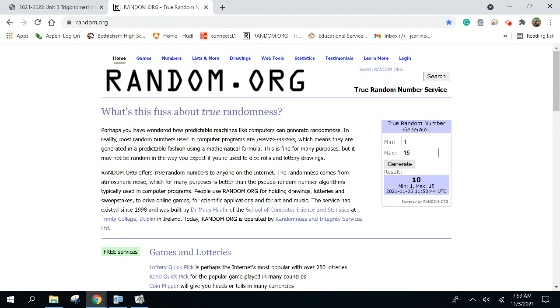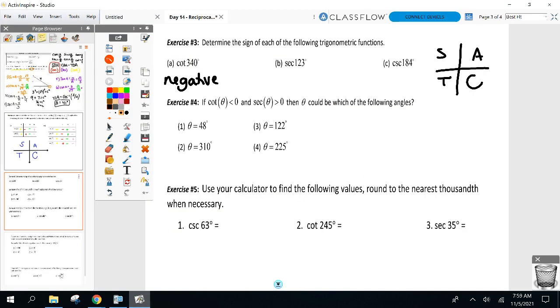Secant of 123. Where's 123 degrees? Second quadrant. Sine and what pairs with sine? If we have to look back, we have to look back. Cosecant, CSC. So sine and cosecant. So that means secant will be negative.